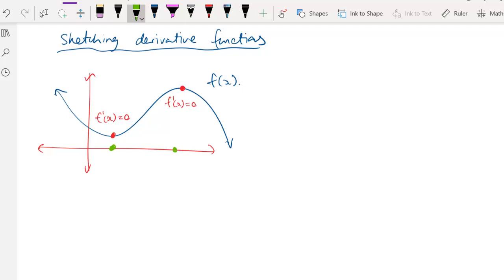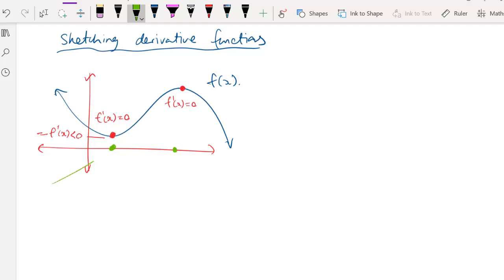Now for the rest of this, it's about recognizing what's happening in these sections. So if we look at our section over here, when we're less than this stationary point, what is it doing? Can we see here that it has a negative gradient? So gradient f'(x) is less than 0 in this whole section. That means if we're drawing that gradient function, in this section down here, it's going to be negative values.